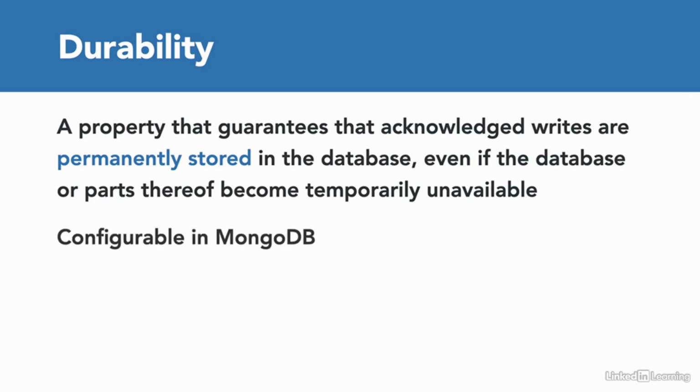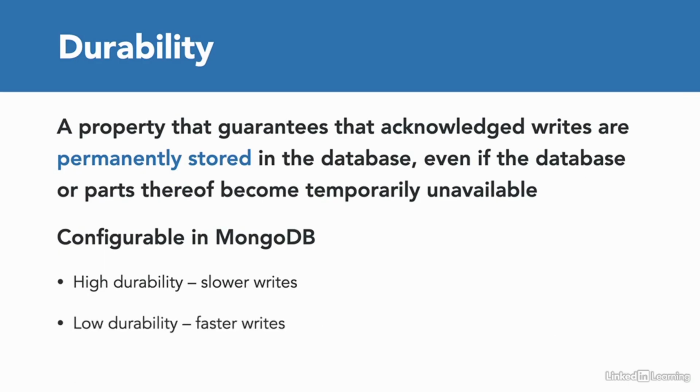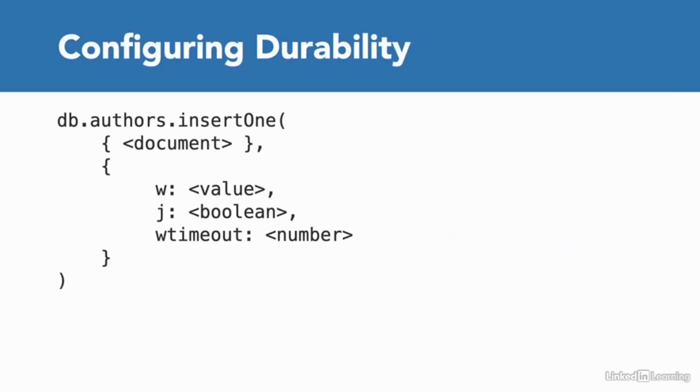In MongoDB, you can configure the level of durability. You can choose to have high durability, but then writes will be slower, or you can choose to have low durability, but faster writes. The way you configure durability in MongoDB is by specifying a write concern. The write concern defines what MongoDB needs to do before a write is considered successful. You can specify the write concern as the second argument in the insertOne or the insertMany command.